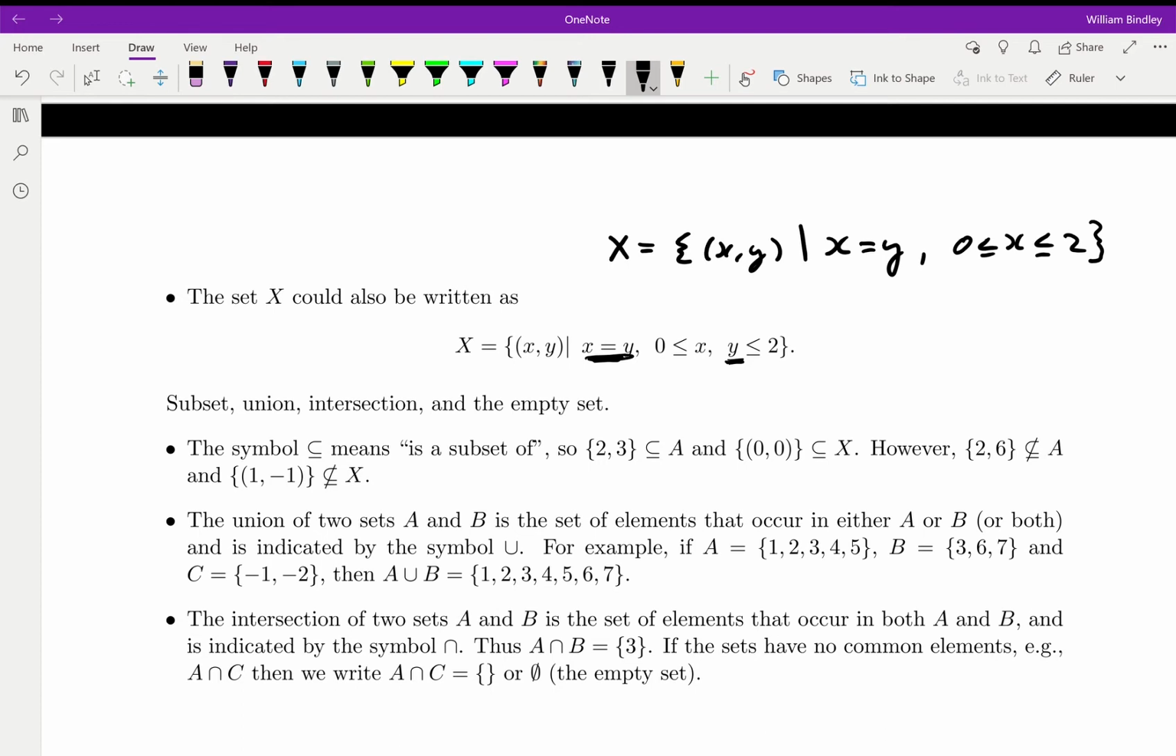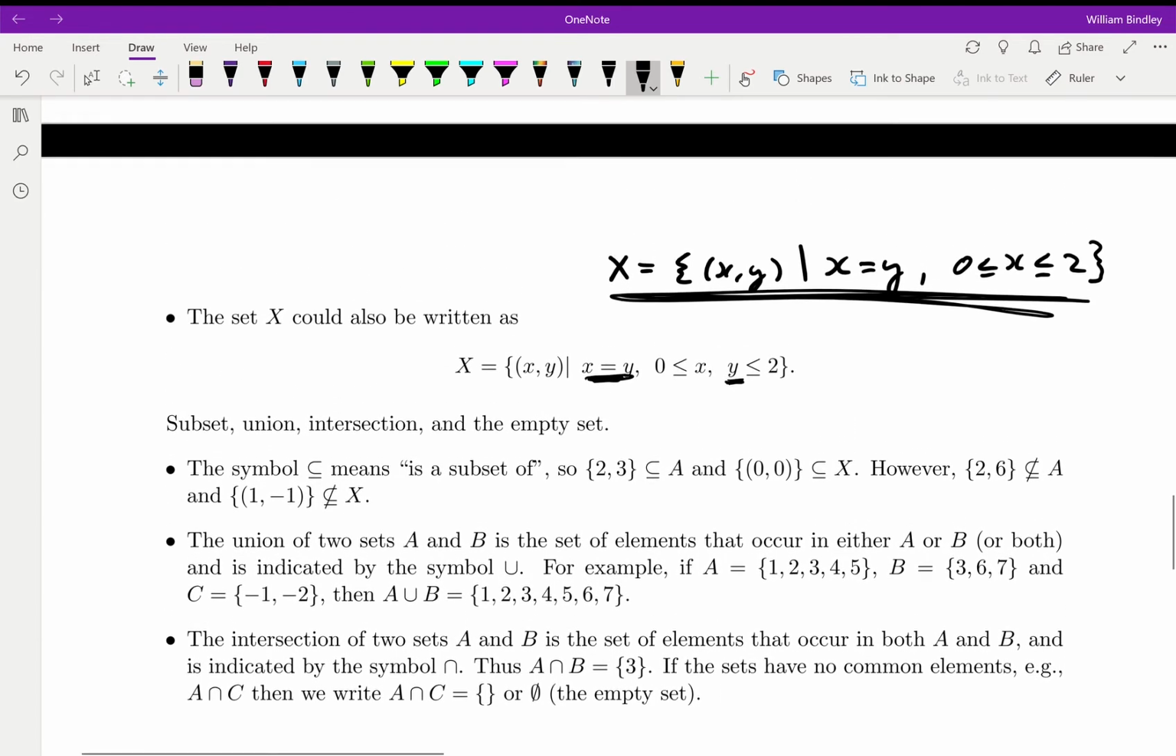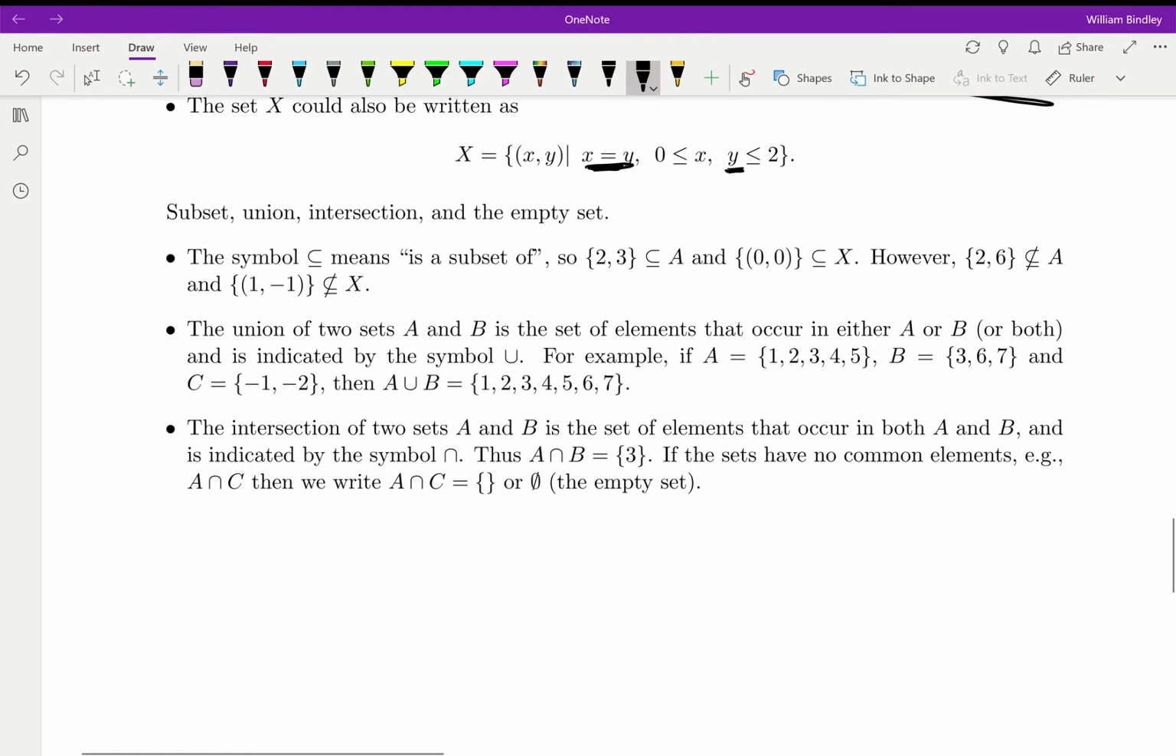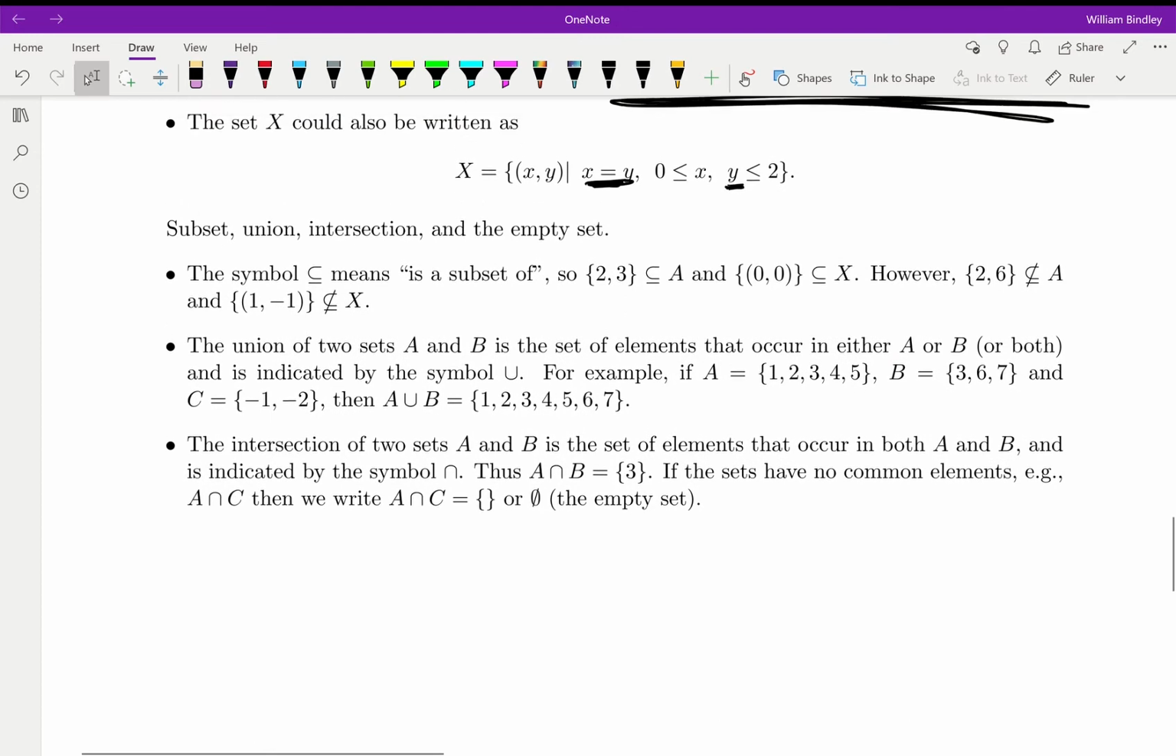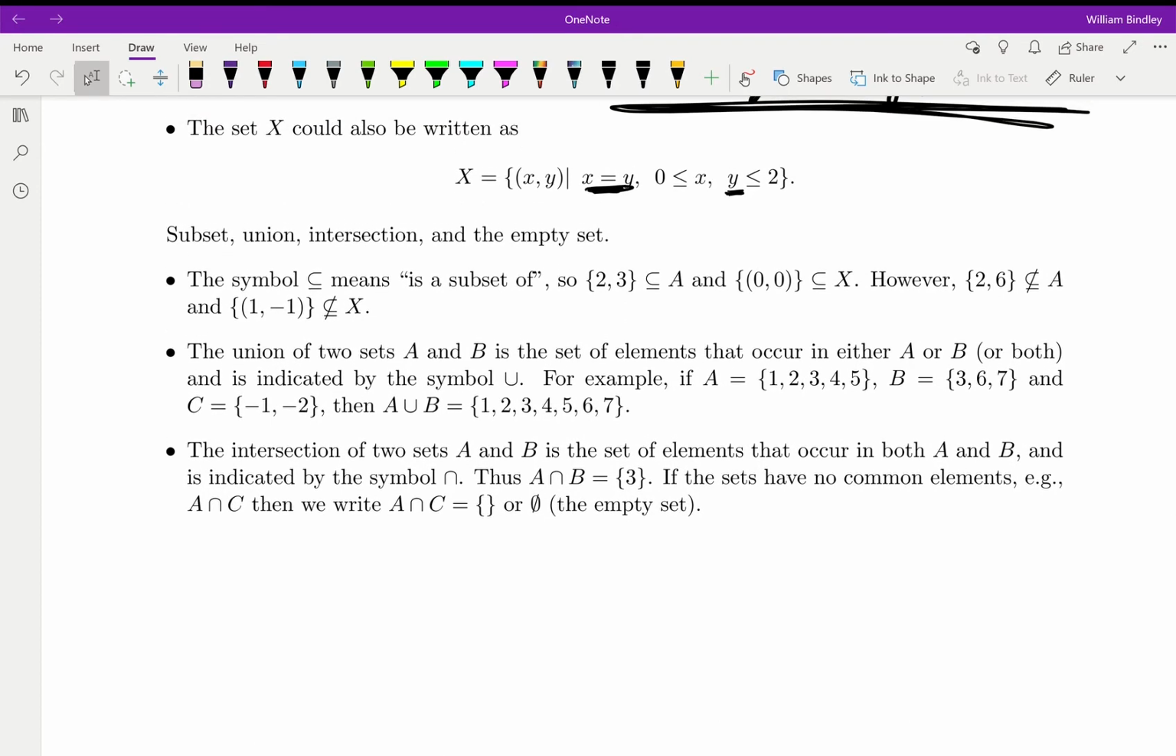Okay, so this is not the only way I could have written that set. There are other ways, but that's just an example of how sets can be written in different ways by using the such that symbol and appealing to a common property between all of the members of a set.